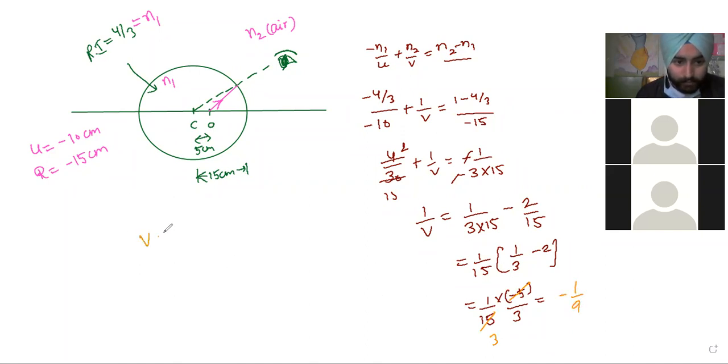So your v is equal to minus 9, and that minus 9 will form here at this point, slightly away from the normal, bending like this. Is this clear? Yes, sir. Yes, students. Okay.